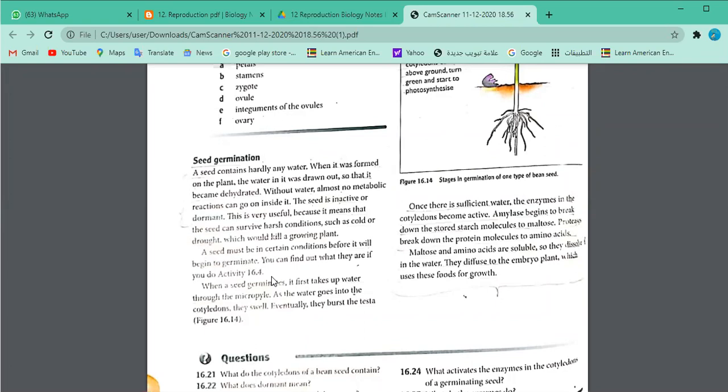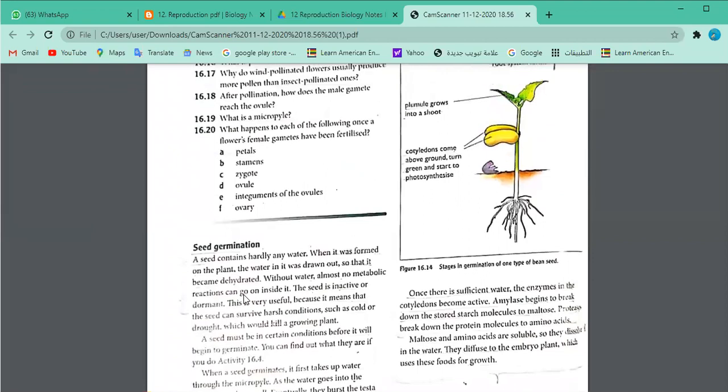So it has to be properly maintained. Otherwise, it's not going to grow. So when it's germinating, what happens is that you could see the water goes in through the micropyle. Micropyle is that small hole, remember, where the pollen grain is transferring its nucleus to the nucleus of the ovules, right? So basically water is getting in through this micropyle, which is a small hole. I'm sure you remember it.